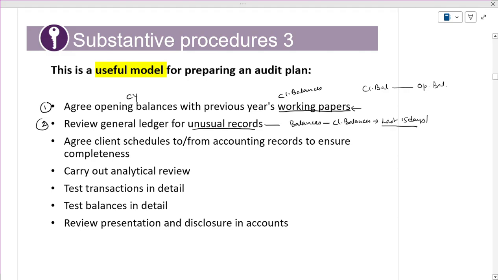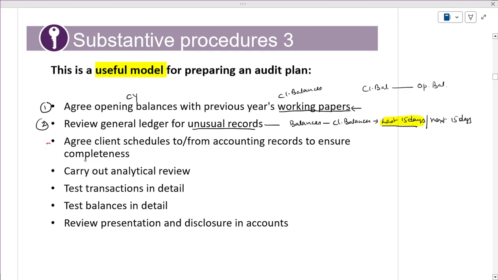Last 15 days, any unusual. Next current year first 15 days, fine. That is not going to be highlighted that much. But the transactions for the last month, last 15 days, you have to be very, very careful. This is the second part.